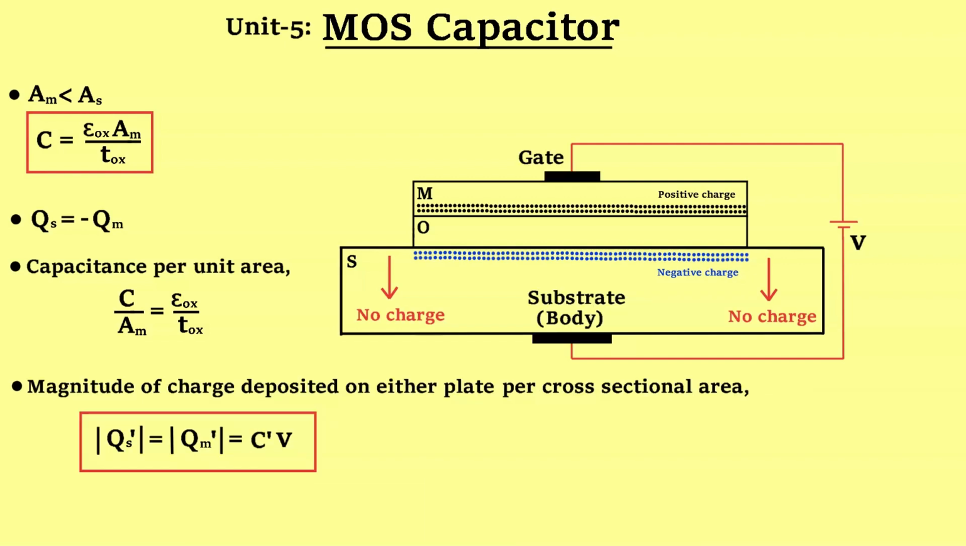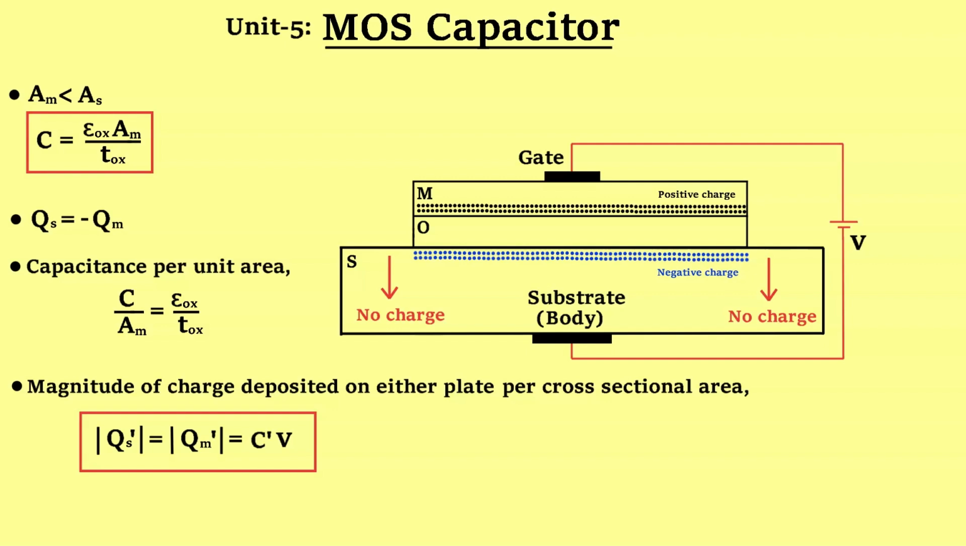The terminal at the metal is referred to as the gate terminal, whereas the terminal at the semiconductor substrate is simply referred to as the substrate, and sometimes it is also referred to as the body terminal. It is a general understanding that when we say we are applying a positive voltage, then we actually mean to apply a positive voltage on the gate terminal with respect to the semiconductor substrate.